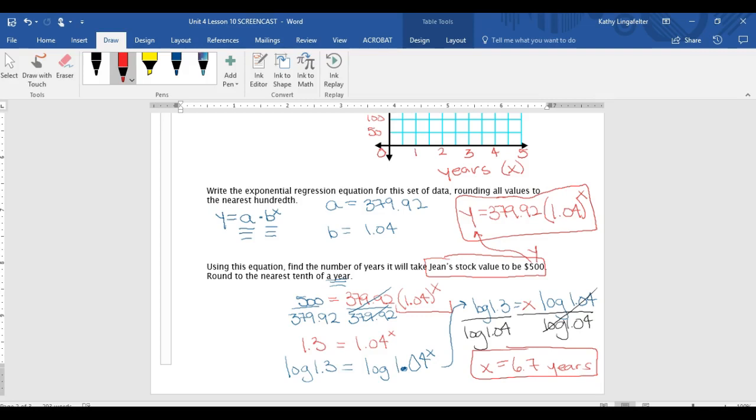All right, this concludes the notes. Your job is actually to complete numbers 3 and 4 of the same packet and ask questions if you have them. Thank you very much.